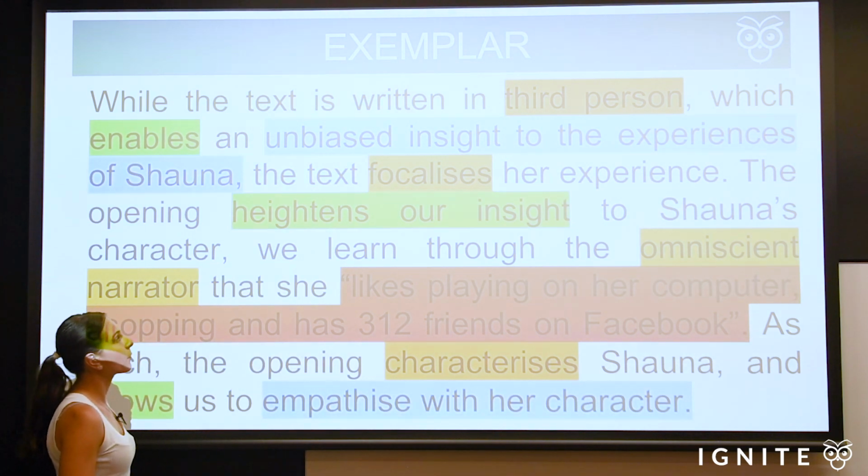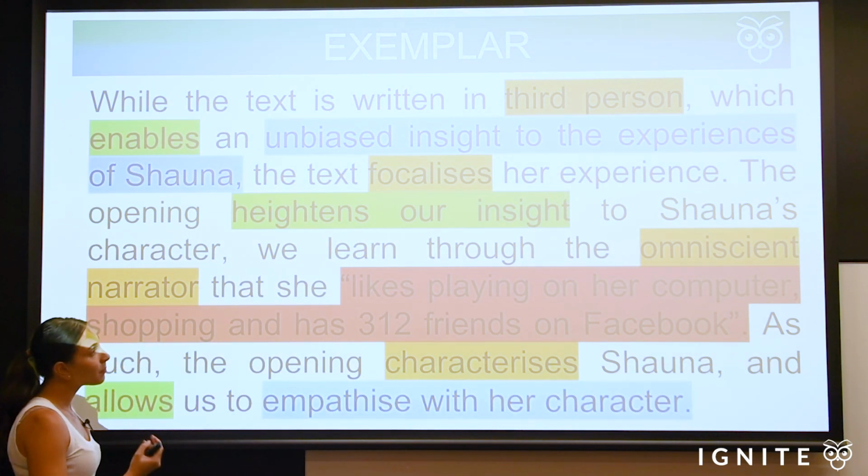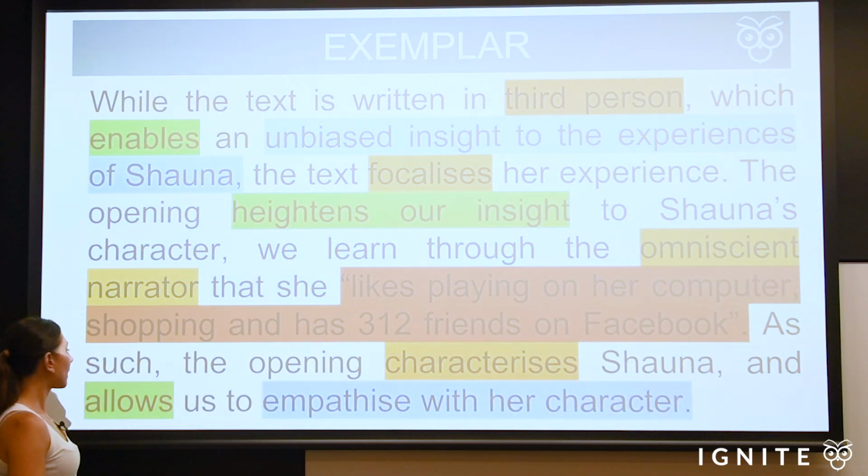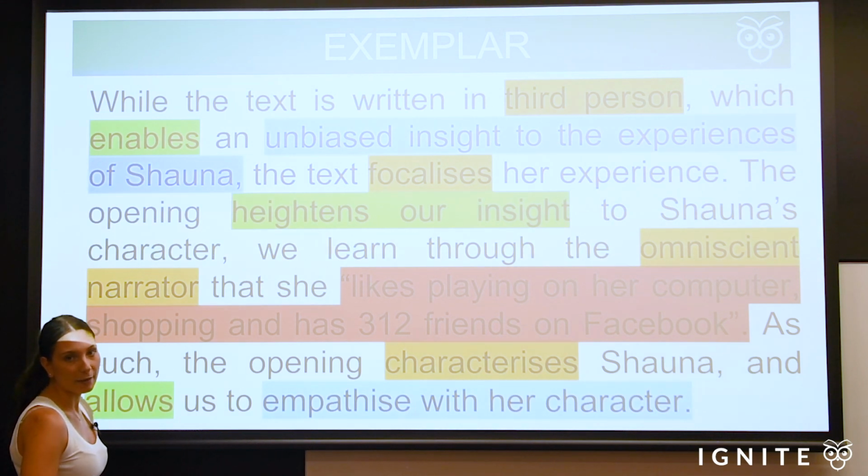"While the text is written in third person, which enables an unbiased insight to the experiences of Shauna, the text focalizes her experience. The opening heightens our insight to Shauna's character. We learn through the omniscient narrator that she likes playing on her computer, shopping, and has 312 friends on Facebook. As such, the opening characterizes Shauna and allows us to empathize with her character."